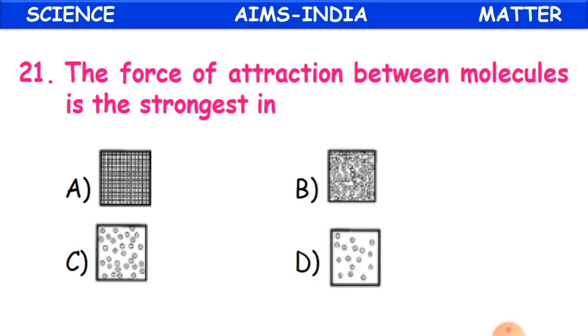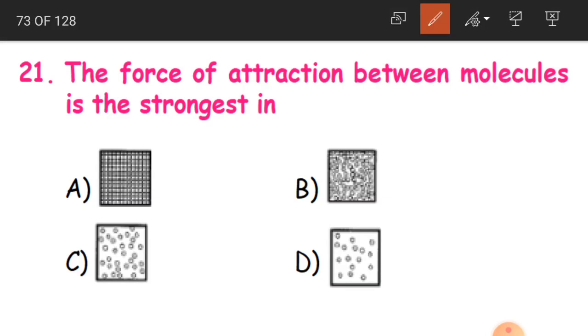Now, the 21st question. The force of attraction between molecules is the strongest in. So here if you see, you are having 4 types of pictures, children, which is showing us about different states of matter. Okay. And these are the molecules. If you see all these black color circles, these are all what? Molecules.